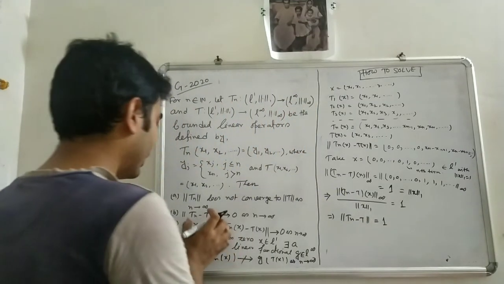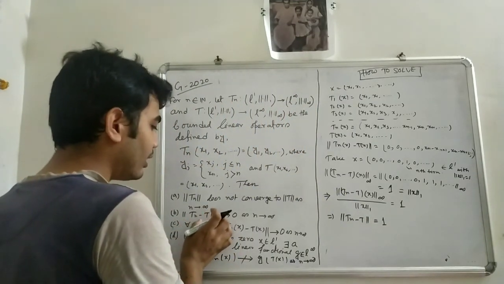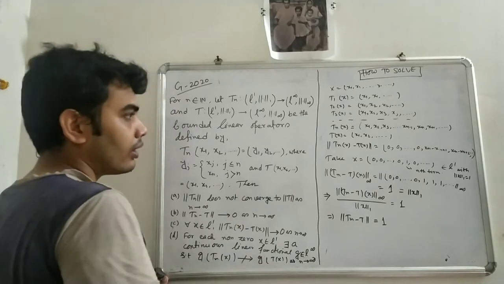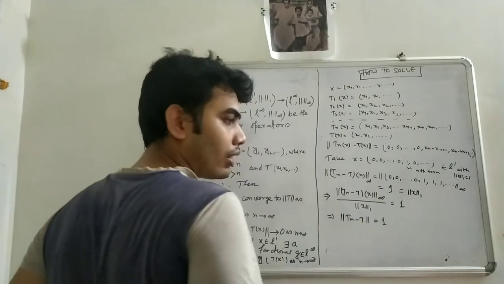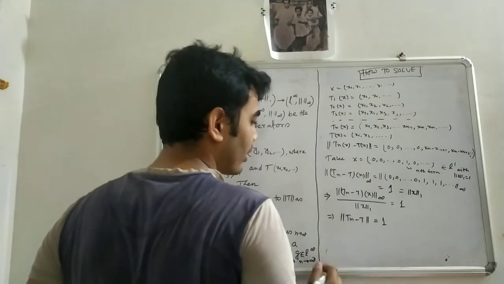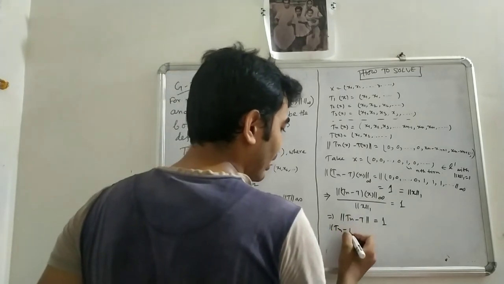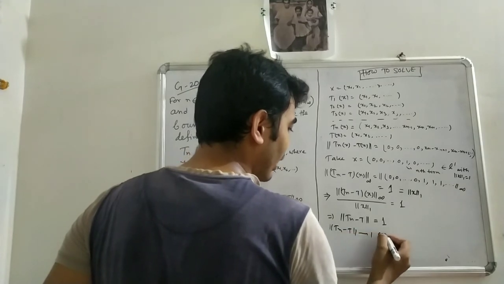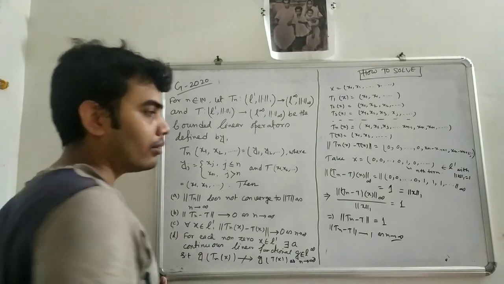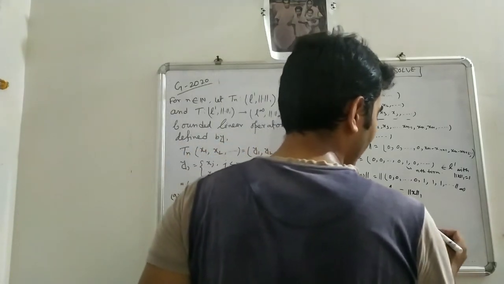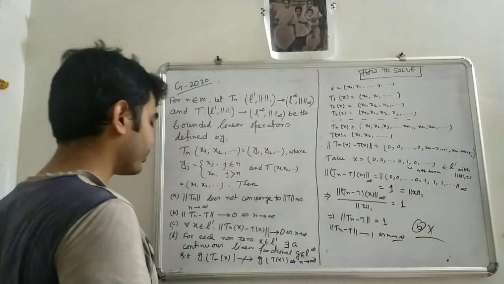But here also given that norm of Tn minus T tends to 0 as n tends to infinity, but if we take x in this form, then here we see that norm of Tn minus T tends to 1 as n tends to infinity. So that means the second option becomes false. So B is also false. Clear?